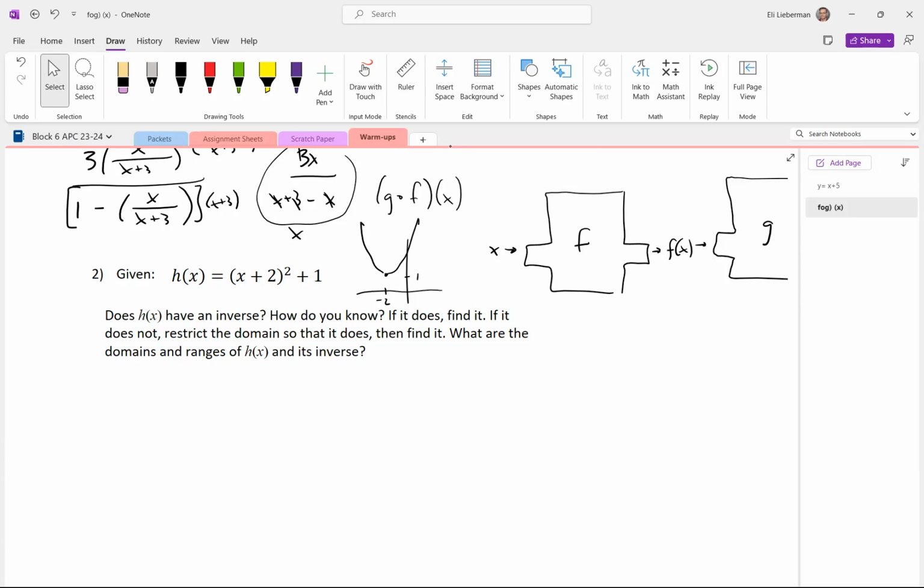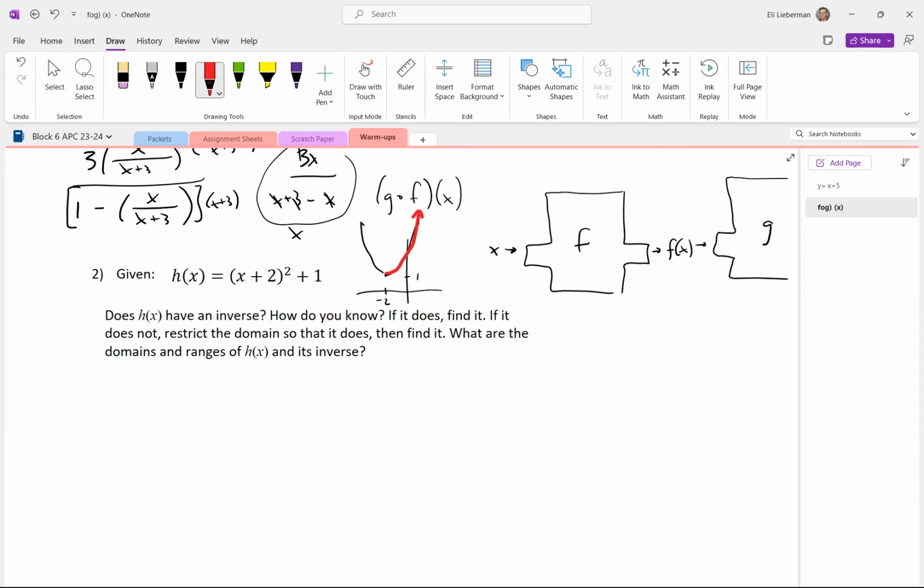To restrict the domain, what should we do? X is greater than or equal to -2. We could say greater than or equal to -1, but we want to keep as many y values as possible. So let's do red here. This is what we're going to focus on.